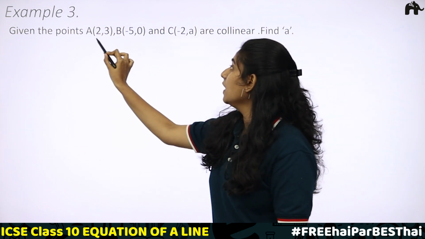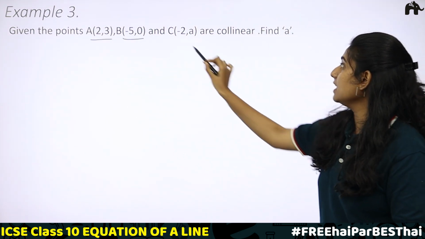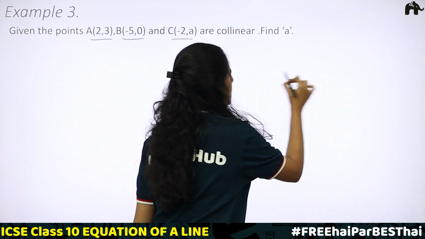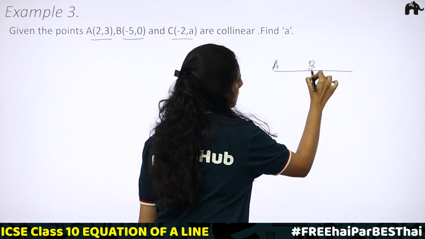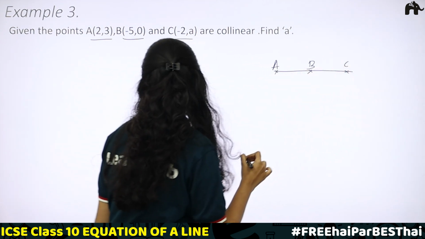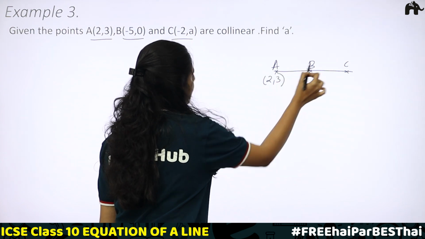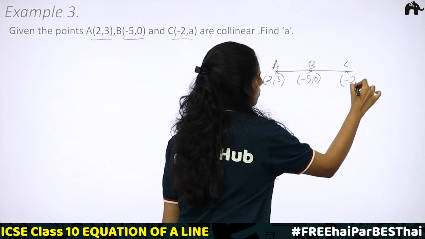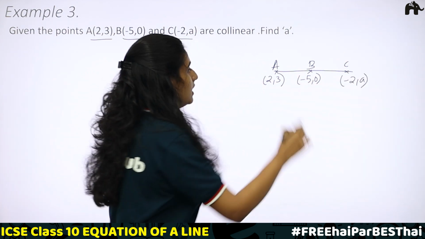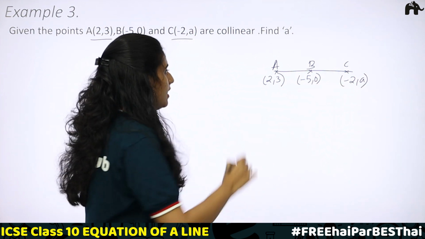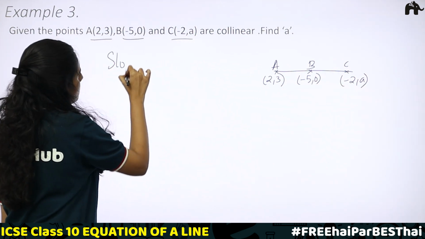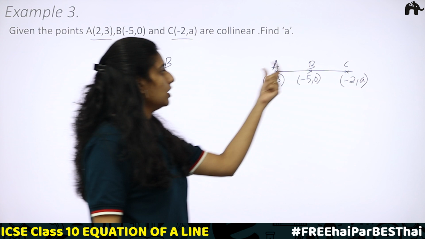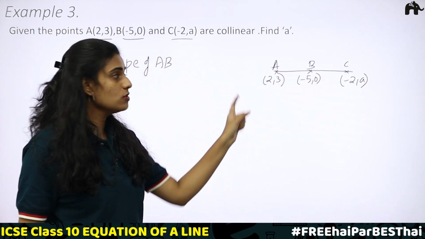Given the points A(2, 3), B(minus 5, 0) and C(minus 2, a) are collinear, find a. Here we have 3 points A, B and C. The coordinates of A are 2, 3. That of B are minus 5, 0 and that of C are minus 2, a. It is said that these 3 points are collinear. First, let us take the slope of AB. If they are collinear, then the slope of AB should be equal to the slope of BC, and that should be equal to the slope of AC.